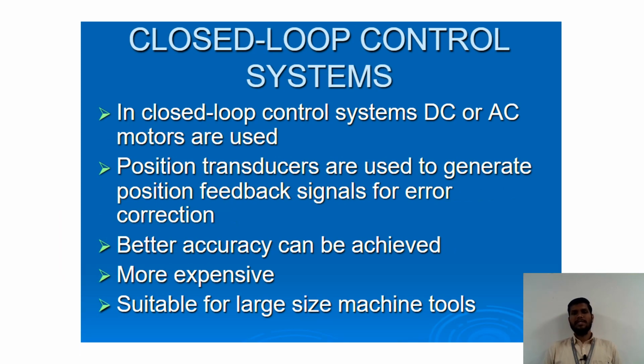Closed loop control systems. Closed loop control system have dedicated feedback devices in machine. In closed loop control system, DC or AC motors are used. Position transducer are used to generate position feedback signals for error correction. Better accuracy can be achieved in this type of system. This kind of system are more expensive, suitable for large size machine tools. The closed loop control system have a feedback mechanism.